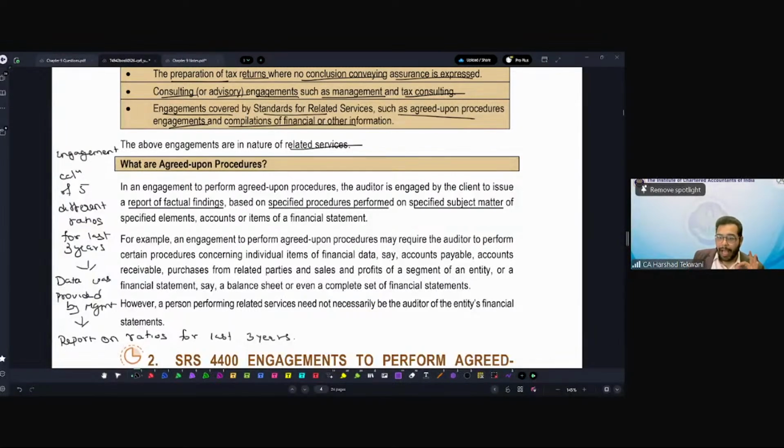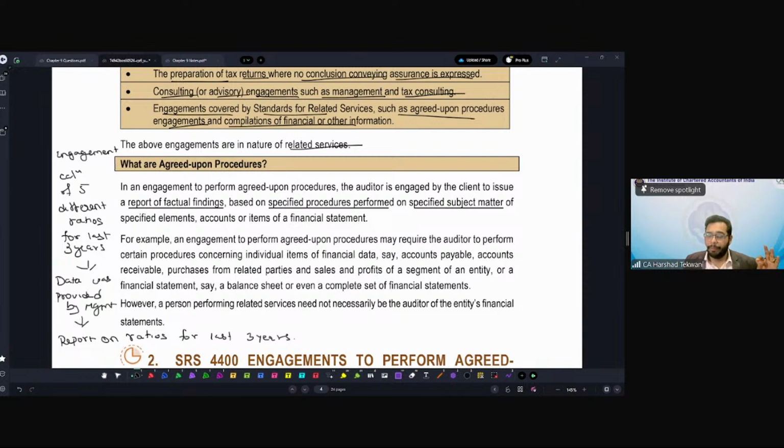Now here, I am not issuing any opinion. Non-assurance engagement. Very good. Yes, Jenny. Reason, I'll tell you why. Here I'm just issuing ratios. I'm issuing a number in my report. Am I saying this is a good ratio? No. Am I saying this is a bad ratio? No. Am I saying this is meeting the target? No. Am I saying that the data which was provided for the ratios is complete or accurate?